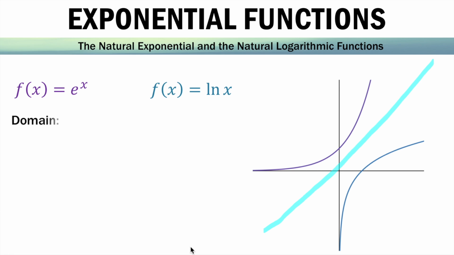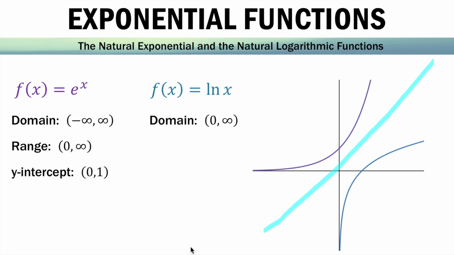So e to the x has all the properties of an exponential function. Its domain is negative infinity to infinity. Its range is 0 to infinity, and its y-intercept is 0, 1. Its inverse, ln of x, or natural log of x, well, the domain and the range switch. So the domain of ln of x is 0 to infinity. The range, negative infinity to infinity, and now the x-intercept is 1, 0.